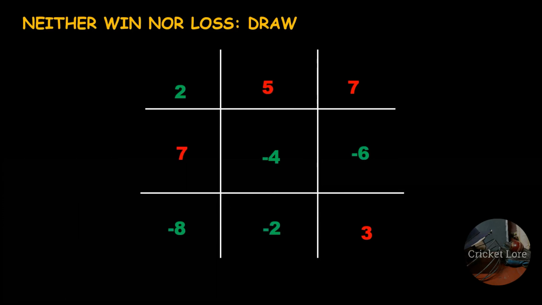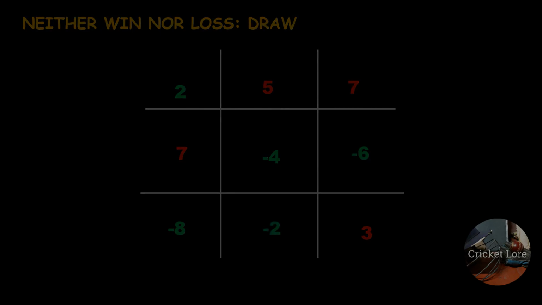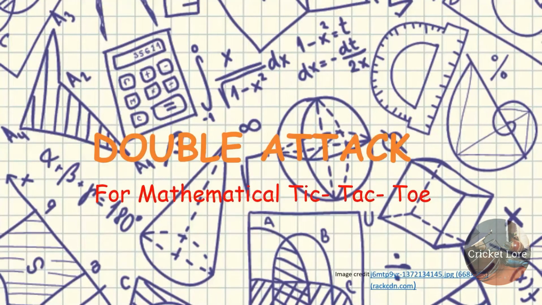So in this case, there is no chance of sum 0 either vertically, horizontally or diagonally. Hence it is a draw. This game seems simple, right? To make it interesting, let me introduce a technique called double attack for mathematical tic-tac-toe.